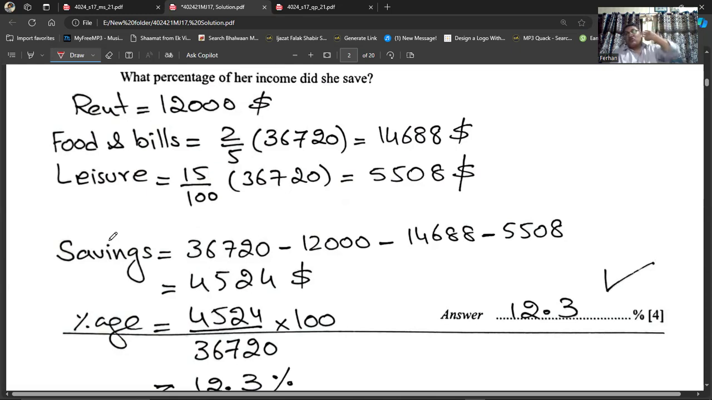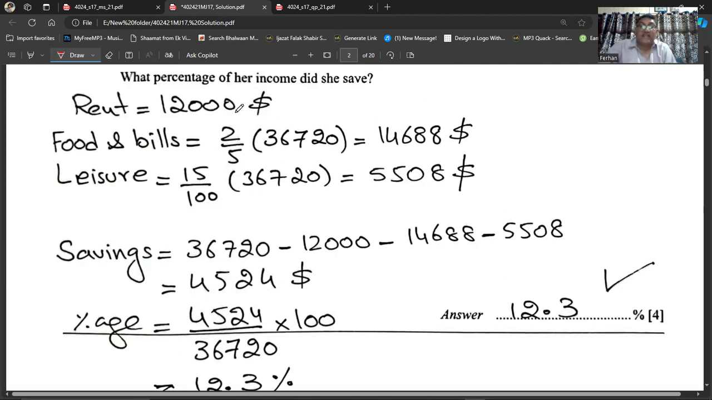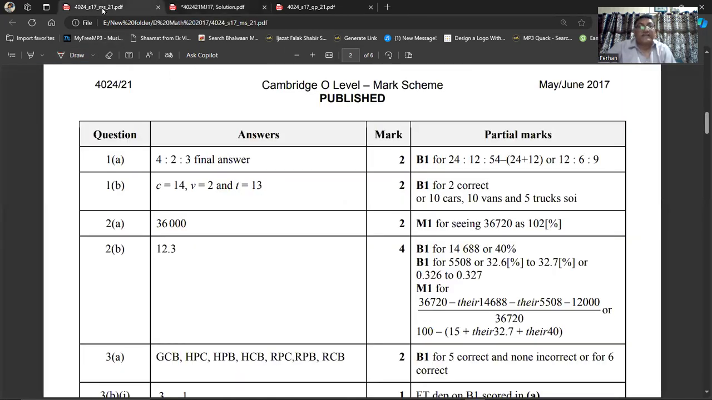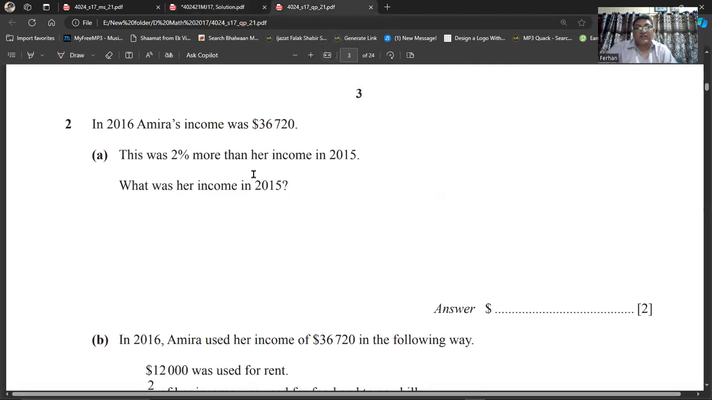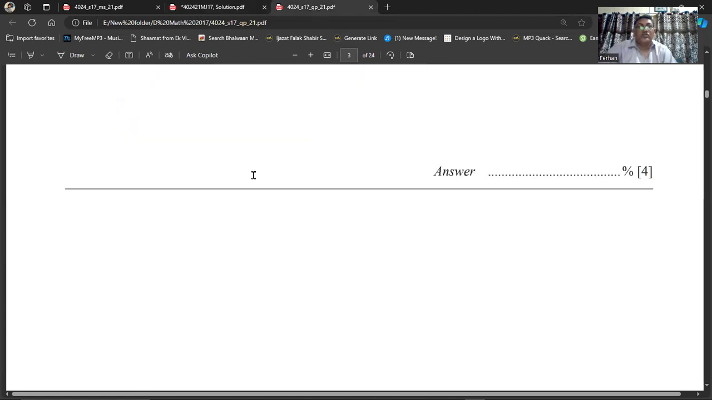If you want to convert this into a percentage, it is the saving divided by the income multiplied by 100. So it will become $4,524 divided by $36,720 multiplied by 100. So you will get 12.3%. So her saving is basically 12.3%. So 12.3% is the right answer. This is the solution. You can pause the video if you want more time with it. Okay, so we are done with question number 2.